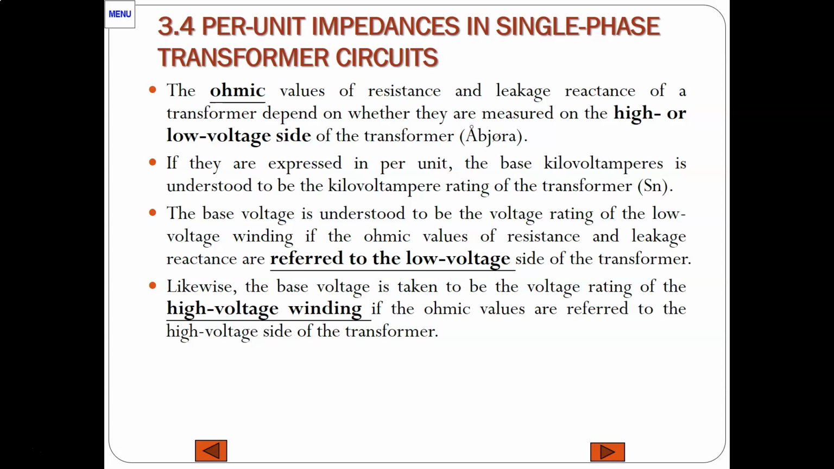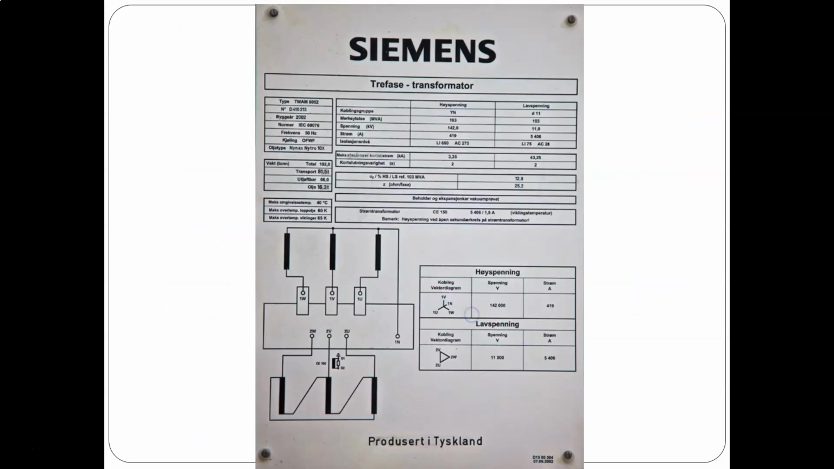The base voltage is understood to be the voltage rating of the low voltage winding if the ohmic values of resistance and leakage reactance are referred to the low voltage side of the transformer. Likewise, the base voltage is taken to be the voltage rating of the high voltage winding if the ohmic values are referred to the high voltage side. So always keep track of which side you are referring to.